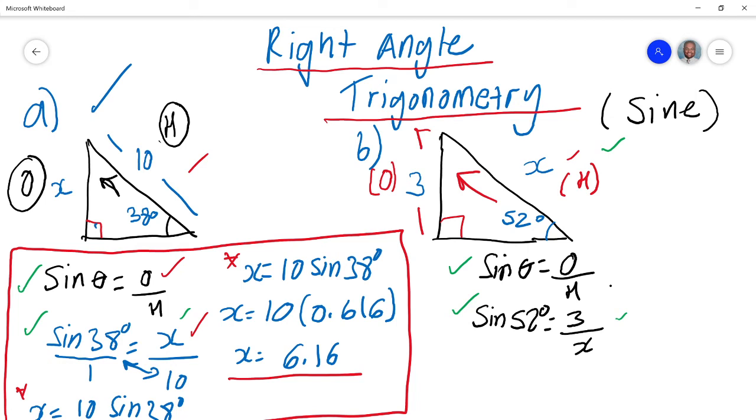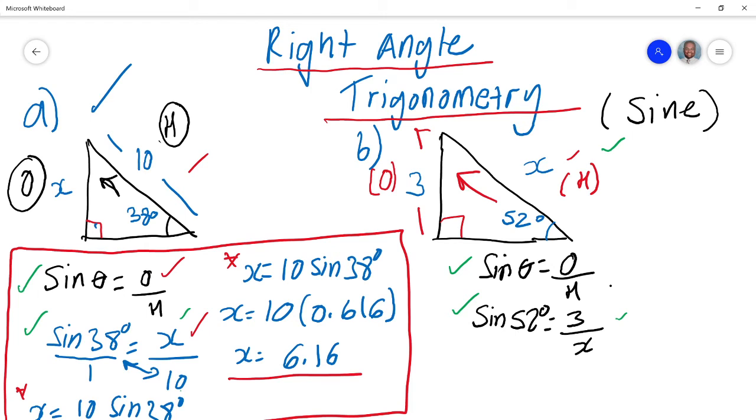If you look at A, we simply multiply 10 times sine 32 because x is your numerator. But if you look at B, you can't multiply x and sine 32 because that defeats the purpose. We want to get x. And x in this case is your hypotenuse, which is your denominator. So therefore, what we need to do is divide.